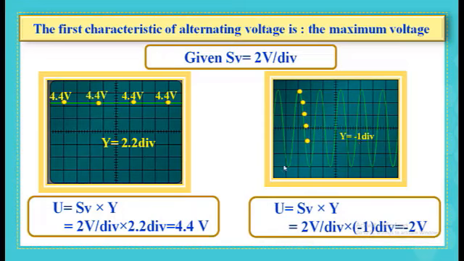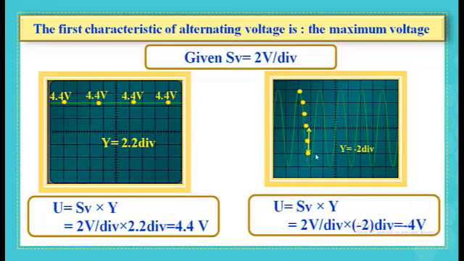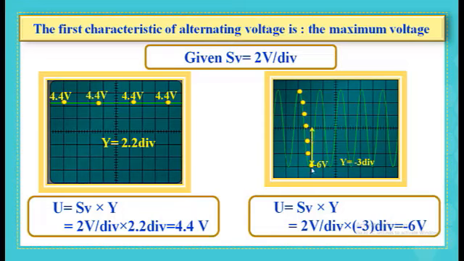When applying the formula U equals SV times y, it gives us minus 2 volt. Also at this point, y equals minus 2 divisions, it gives us minus 4 volt. Now at this point, y equals minus 3 divisions. When applying the formula, it gives us minus 6 volt. As you see, the voltage in the case of alternating voltage alternates between the maximum positive point and the minimum negative point. Here we are not concerned about calculating the voltage at each point.